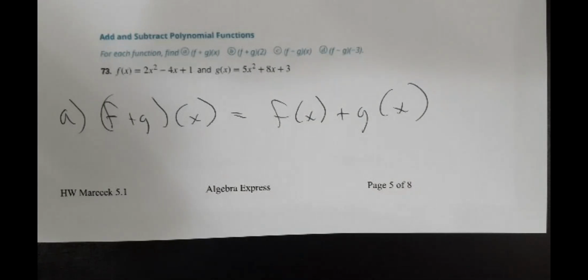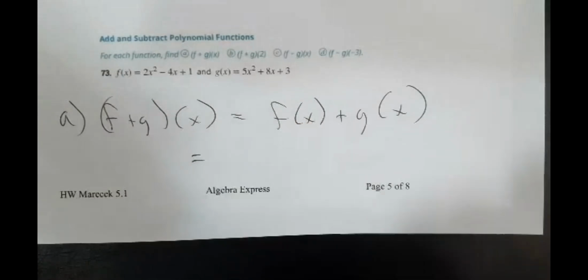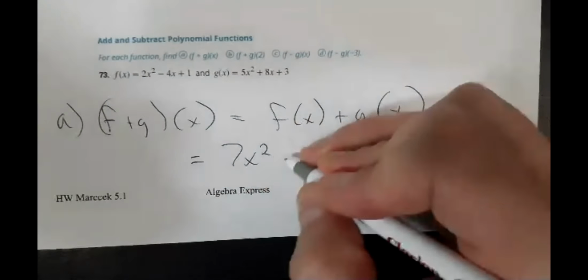With that said, does anybody have the first one? Yeah, for A, I got 7x squared plus 4x plus 4. That's it.